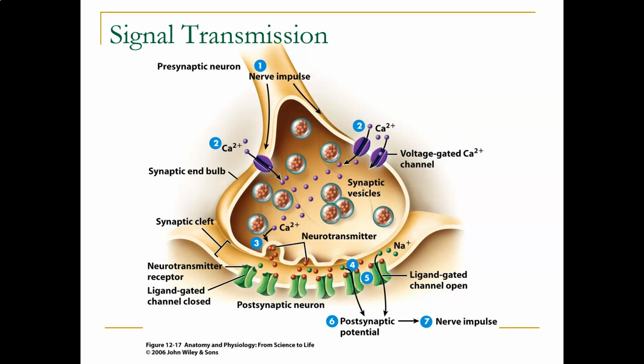For sensory neurons, it's going to be different. They are not triggered by neurotransmitters. Their gates are opened by environmental stimuli. Just think about what we talked about in the previous lecture. What do sensory neurons do? They monitor our internal and external environment. So their gates are going to be tied to environmental stimuli.